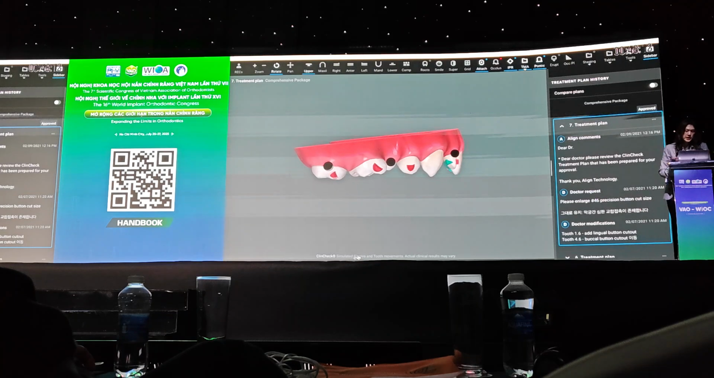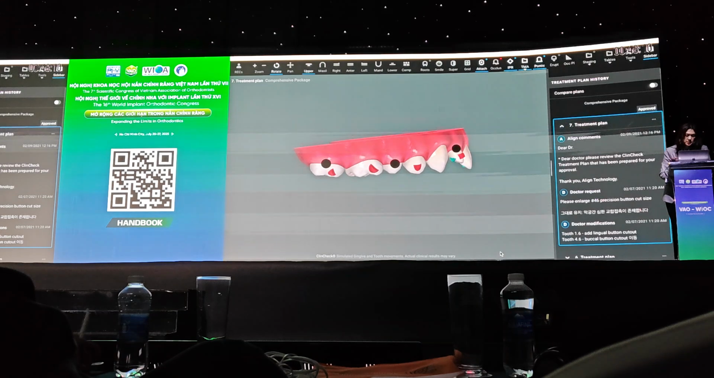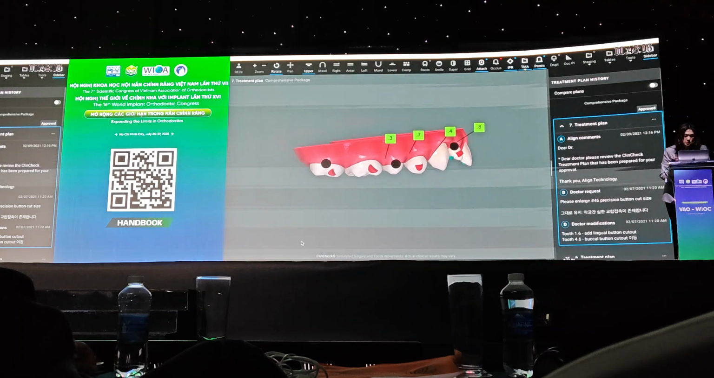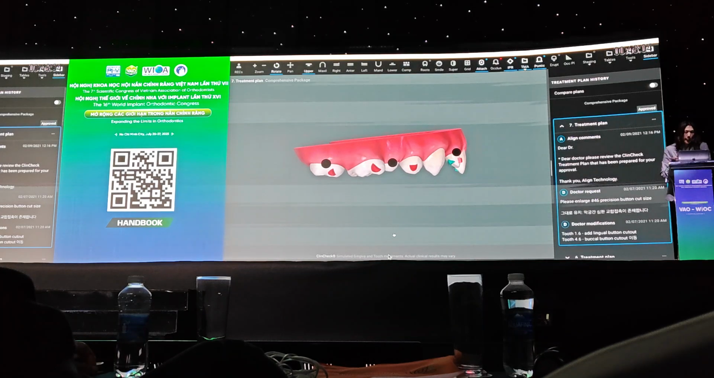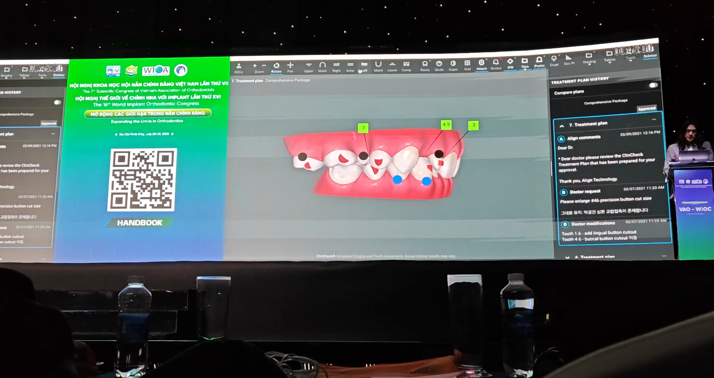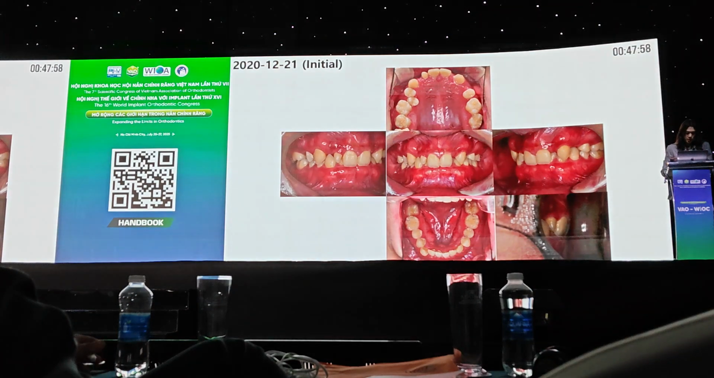And another feature is the bigram. You can see here. Bigrams for deep bite correction. So this is the start of treatment.